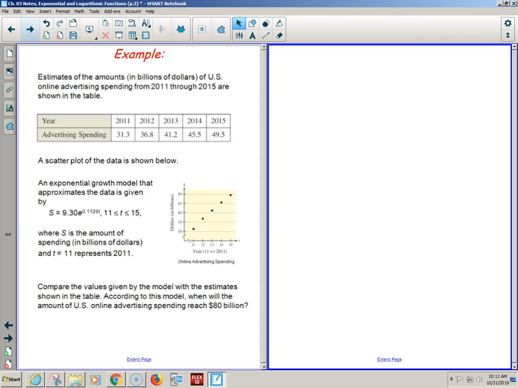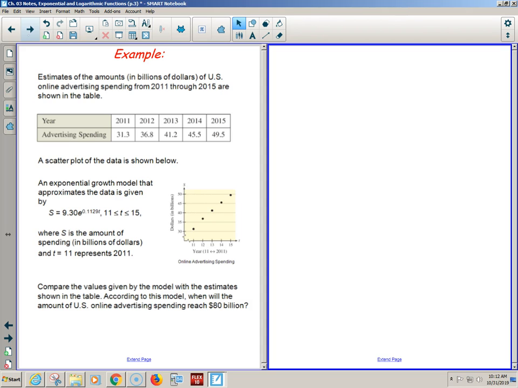Calculator worksheet number 2 from the beginning of the year. Didn't we say let's just make these 11, 12, 13, and 14 to make our life easier, right? Okay, they did that. They made these into years from 2000. And then they labeled this in billions. Yeah, it's the same stuff, it's just in a table.